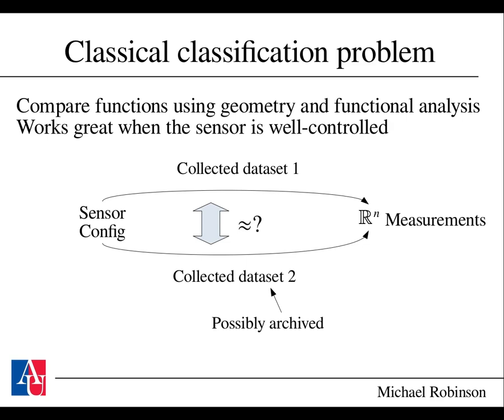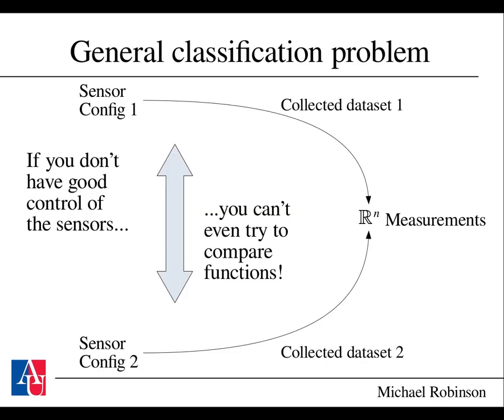One of those targets might well be archived. This is the typical way that people study this. The problem is that if you don't have good control of your sensors, then treating the data as being a function from your sensor configuration space is sort of a problem, because it means you can't even begin to compare the functions. And so what do we do?